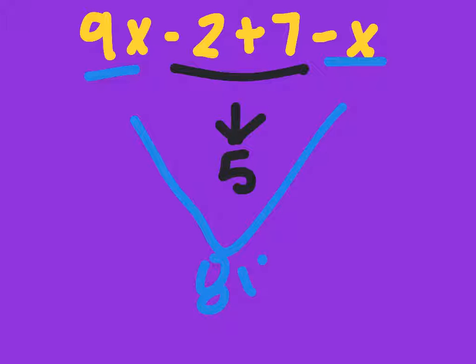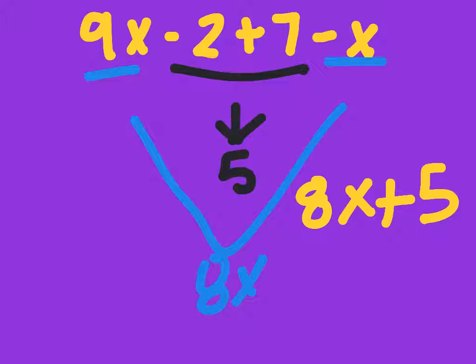So now this problem becomes 8x plus 5. And that is all we can do with this problem because we can't combine 8x plus 5, because they are not like terms. And when you have it brought down to this, it's in its simplest form. That means it has no like terms and no parentheses. There's nothing left to combine. So it's in its simplest form, okay?